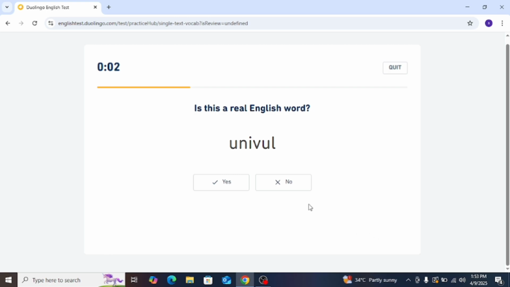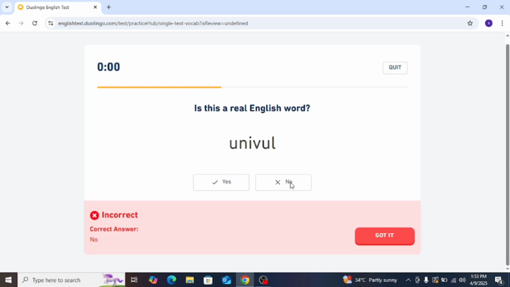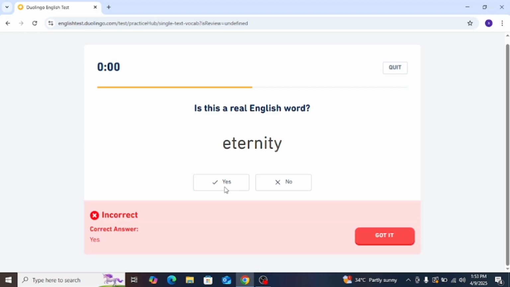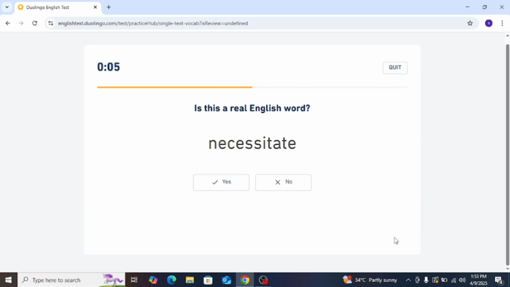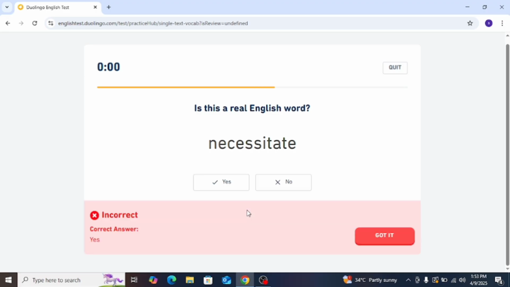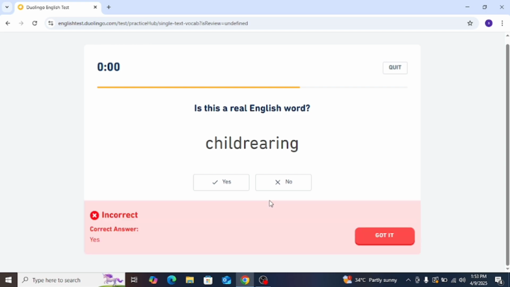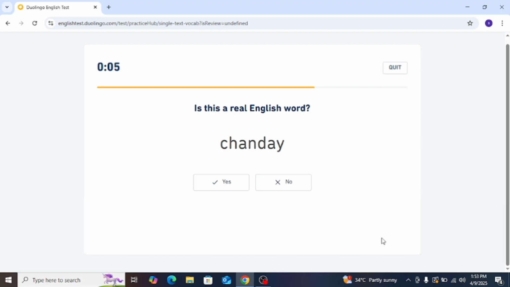Unival, no. Correct answer is also no. Eternity, yes. Yes, the correct answer is also yes. And necessitate, yes. Necessitate is a real word, yes. Children, yes, of course, children is a real English word.